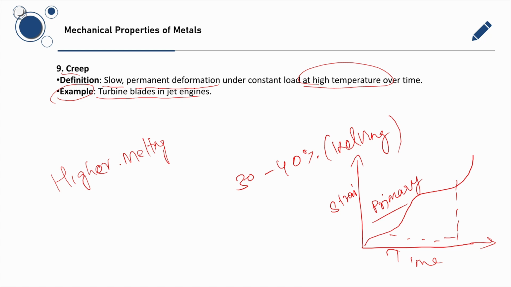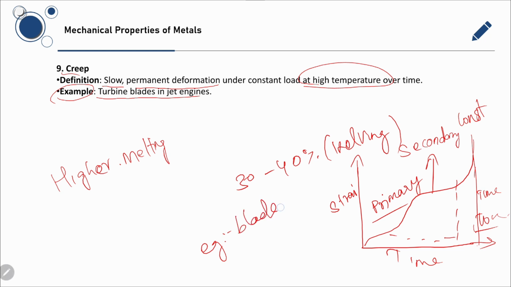Then here is the secondary stage, that means steady state. Steady state is near the constant minimum creep rate, which is the key design number. This is at constant temperature, and here is the time to rupture. For examples, we already saw turbine blades, and steam pipes are also an example.